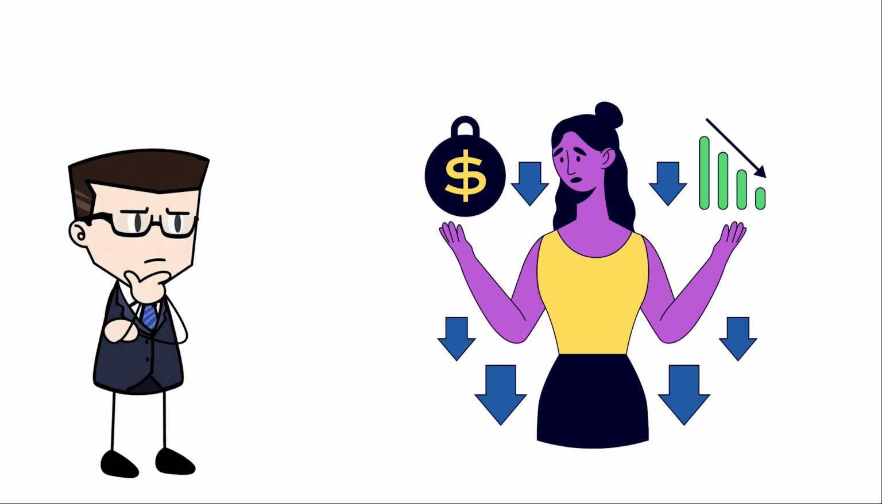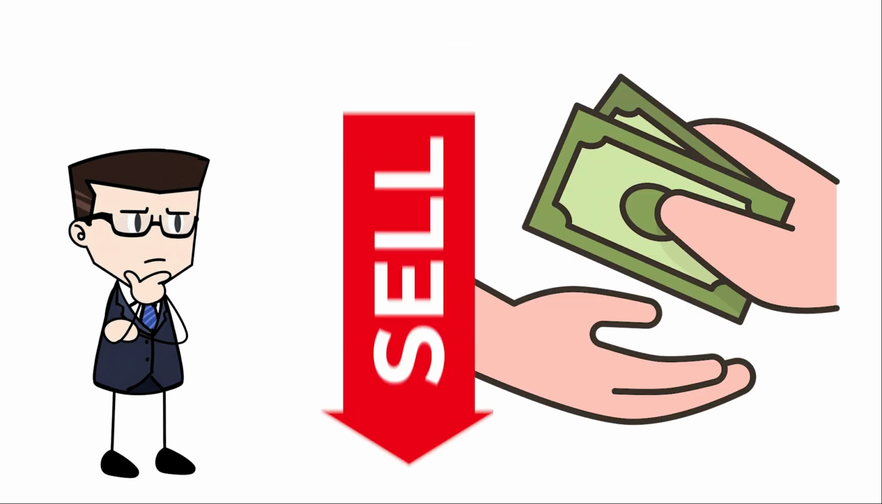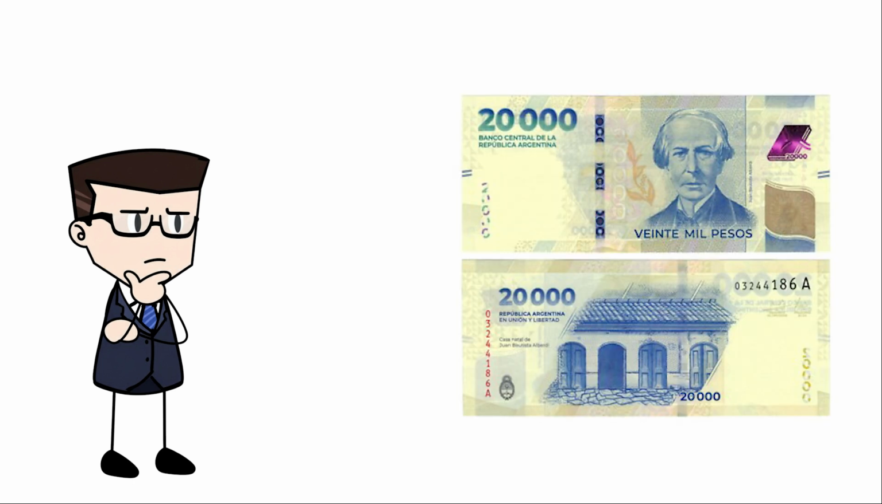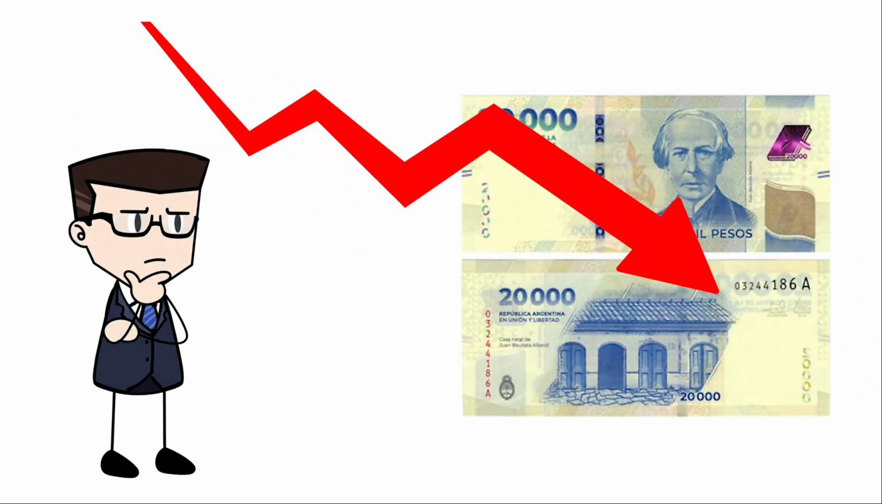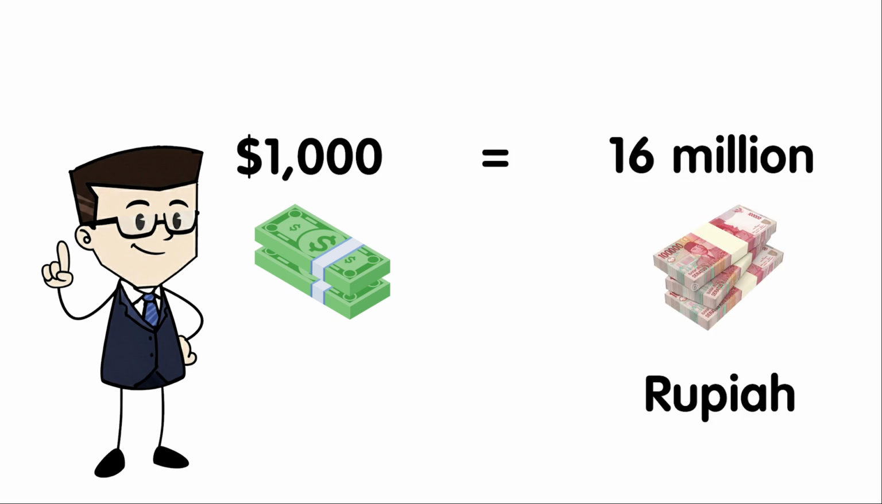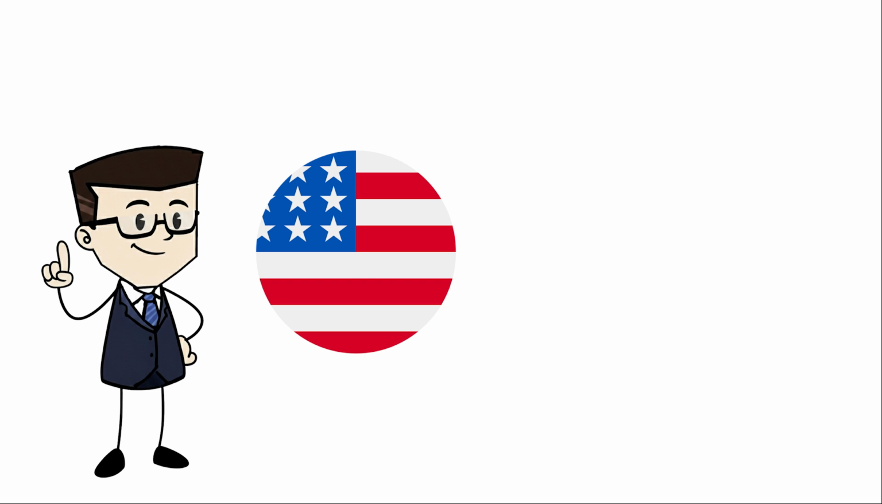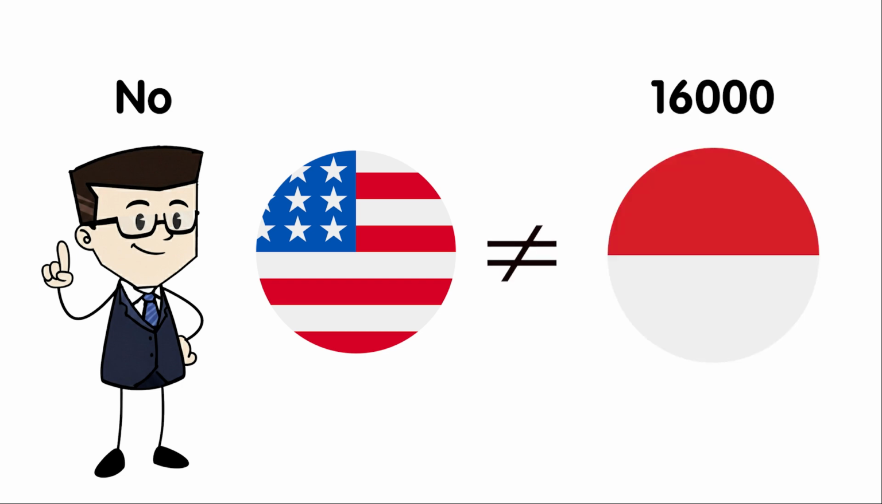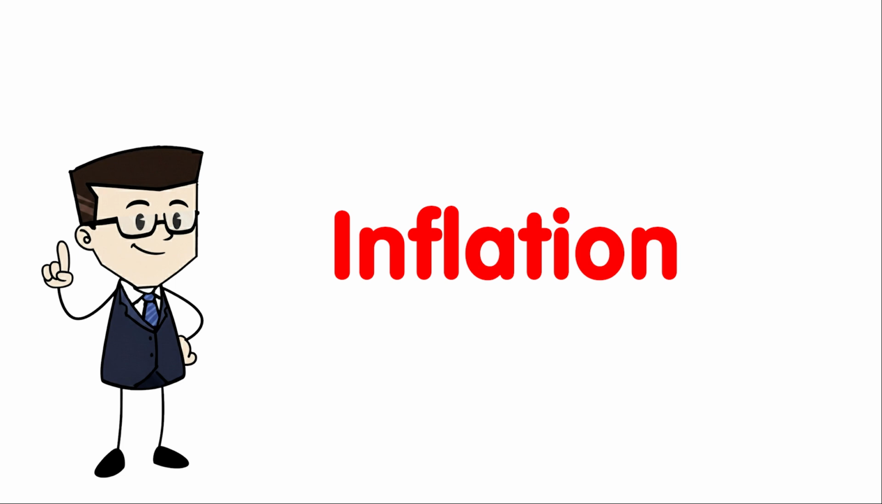When money loses value that fast, nobody wants to keep the Argentine peso. They sell it to buy US dollars. The result? The peso crashes completely. So just because $1 equals 16,000 rupiah, it doesn't mean the US is 16,000 times richer than Indonesia. It's actually decided by the inflation in those countries.